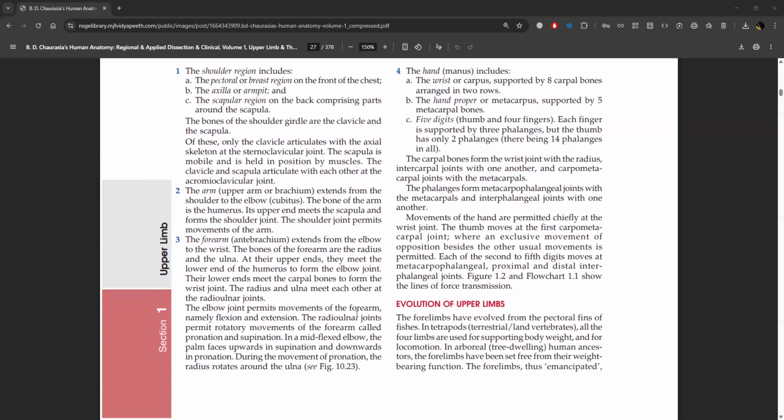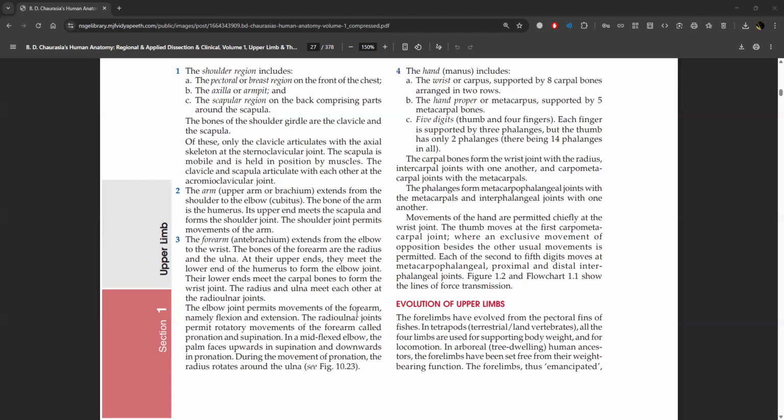At their upper ends, they meet the lower end of the humerus to form the elbow joint. Their lower ends meet the carpal bones to form the wrist joint. The radius and ulna meet each other at the radio-ulnar joints. The elbow joint permits movements of the forearm, namely flexion and extension.